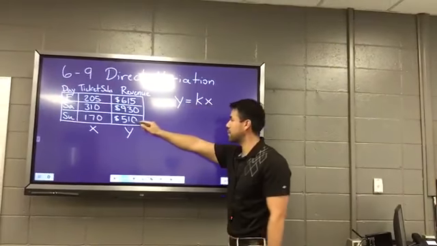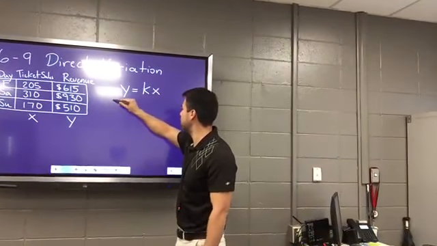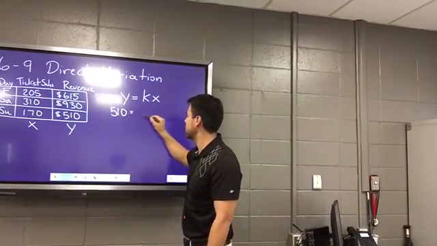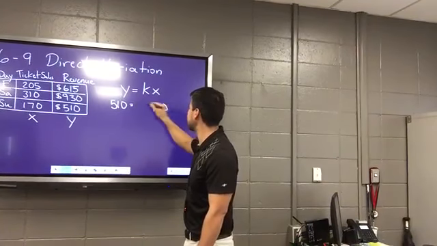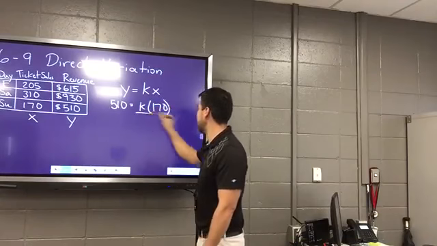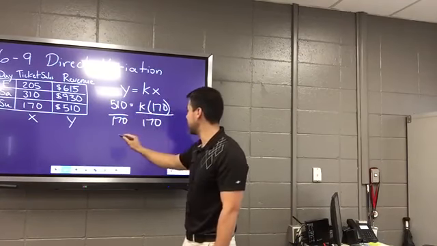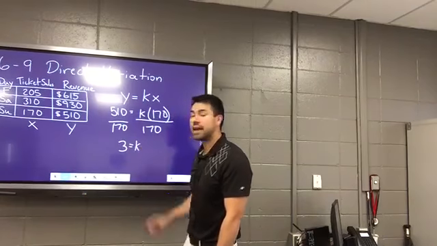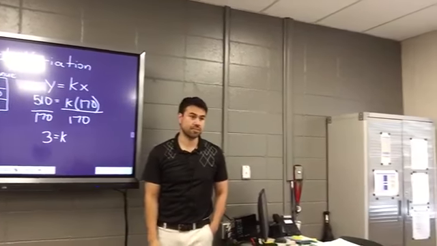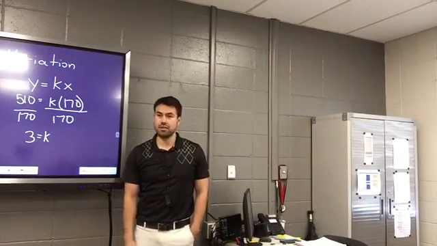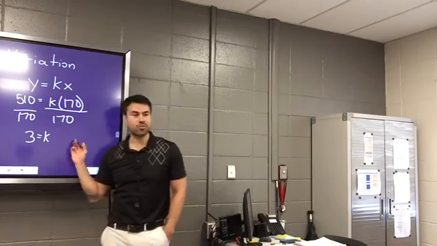Okay, so I'm going to put for Sunday, Y what? 510. What's X? 170. How do I solve for K? I feel like I've done this before. What do I get for K? Did that constant of variation change? No.